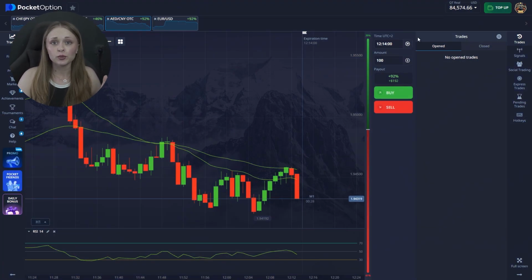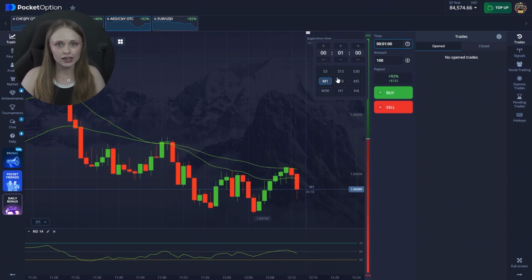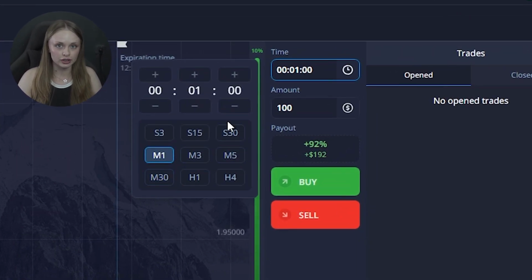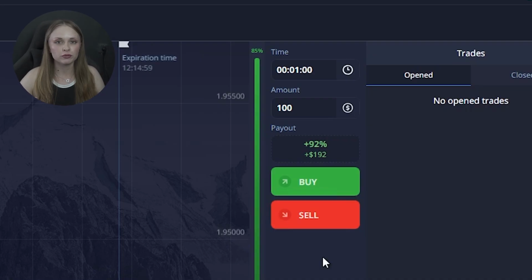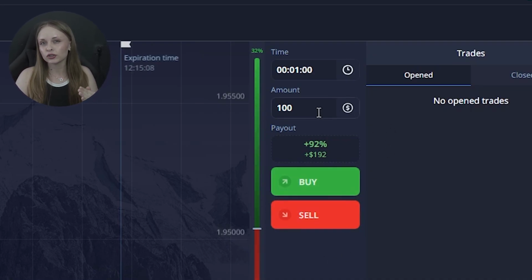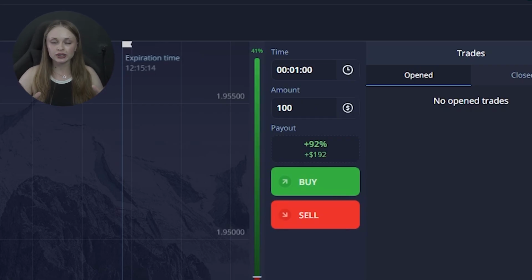Cool, let's go. I use Pocket Option because it's beginner friendly. You pick a time frame, whether it's 30 seconds, 1 minute, 5 minutes, 30 minutes. I like to use the 1 minute strategy. You always see your payout before entering. For example, if I trade $100, I will make $192 profit. Transparency really matters. Focus on logic, not luck.